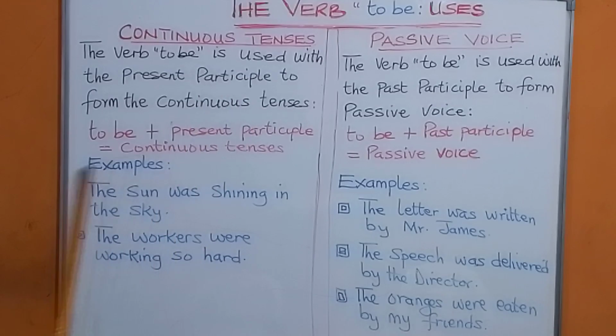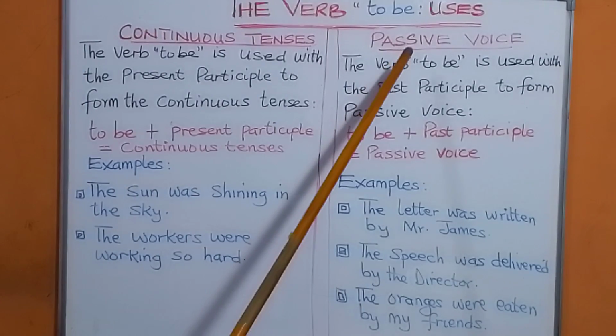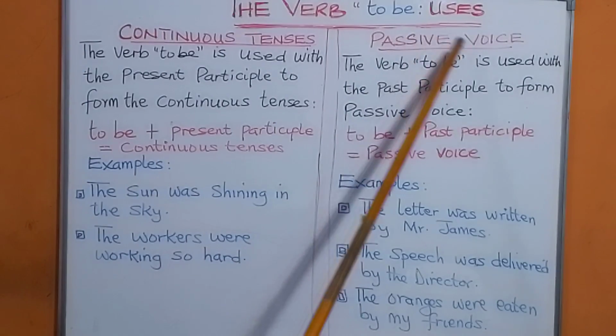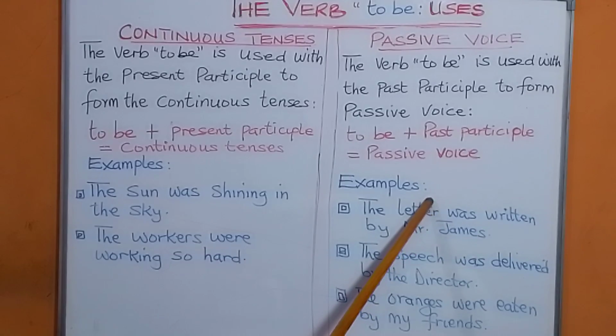So sometimes you say, oh, the job was done by my friend. That is passive voice. If you want it to be active, you say, my friend did the job. You see, you can make some sentences in the passive voice, and you can make them in the active voice.